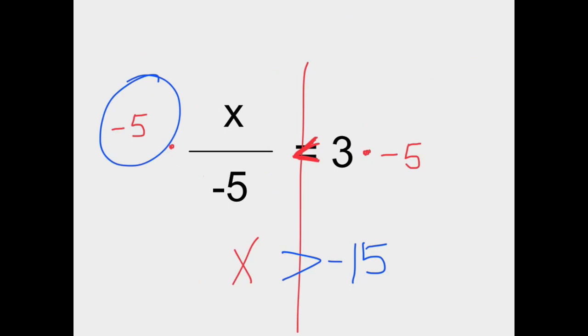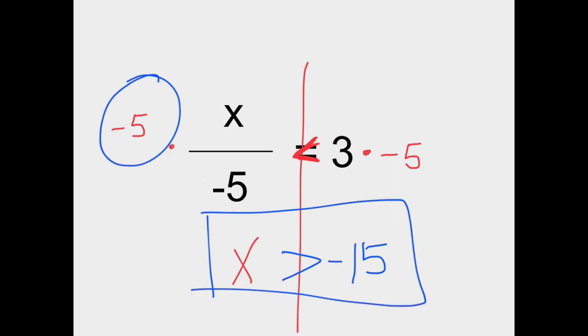This is just one of those things you have to remember. If you multiply or divide by a negative number, so I multiply by negative 5 or I divide by negative 5, we have to flip the inequality sign. I know, it's ridiculous, but that's the way it is.